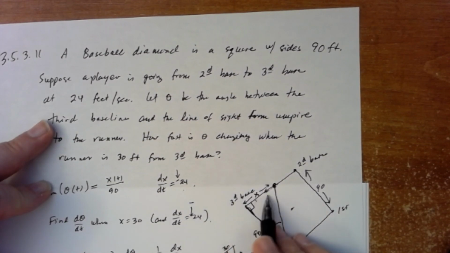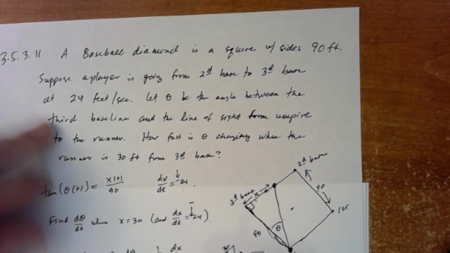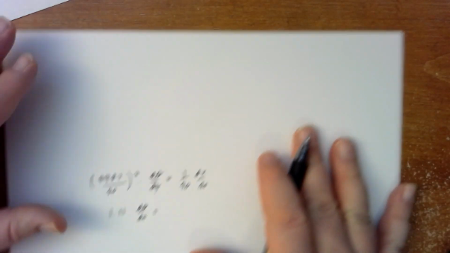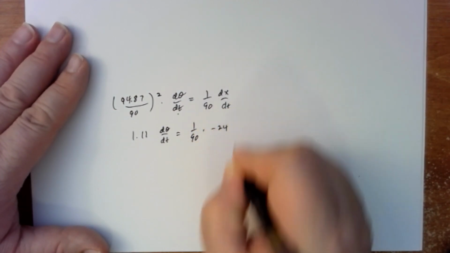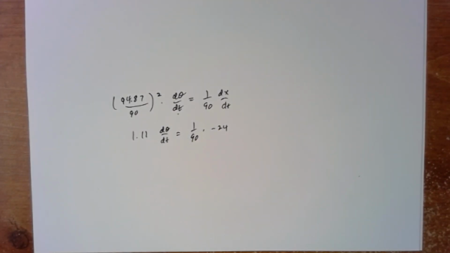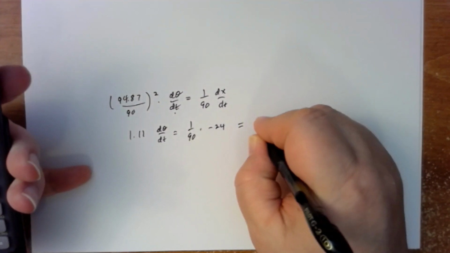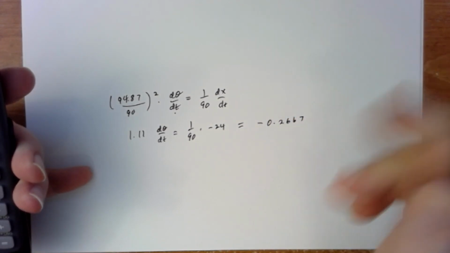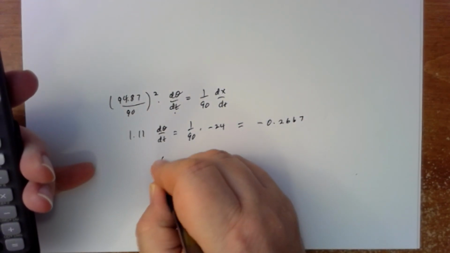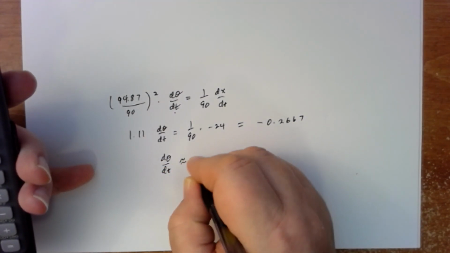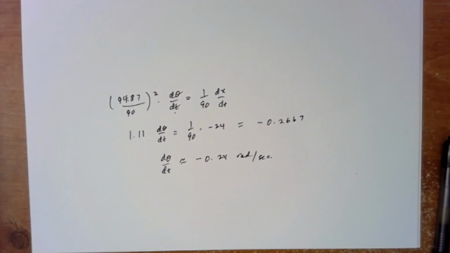And again, the negative sign is because x is getting smaller and not bigger, right? So that's the difference between speed and velocity. So let's go ahead and put in negative 24 for our dx over dt here. 1 over 90 times minus 24. Good. Now it's all over except the computation. Let's see, put a negative sign, so that's going to be minus 0.2667 or so. Okay. And so we get that d theta over dt is approximately minus 0.24 radians per second. Good.